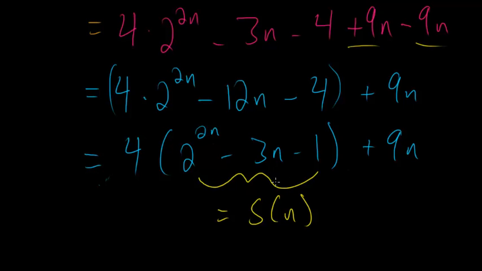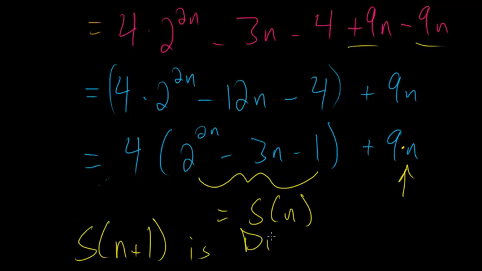And we've assumed that s of n is divisible by 9. And then this term here would also be divisible by 9, since whatever number n I put in here, it's always going to be multiplied by 9. So you could always divide this by 9. And so if both of these terms are divisible by 9, therefore the whole thing is divisible by 9. So that proves that s of n plus 1 is divisible by 9.